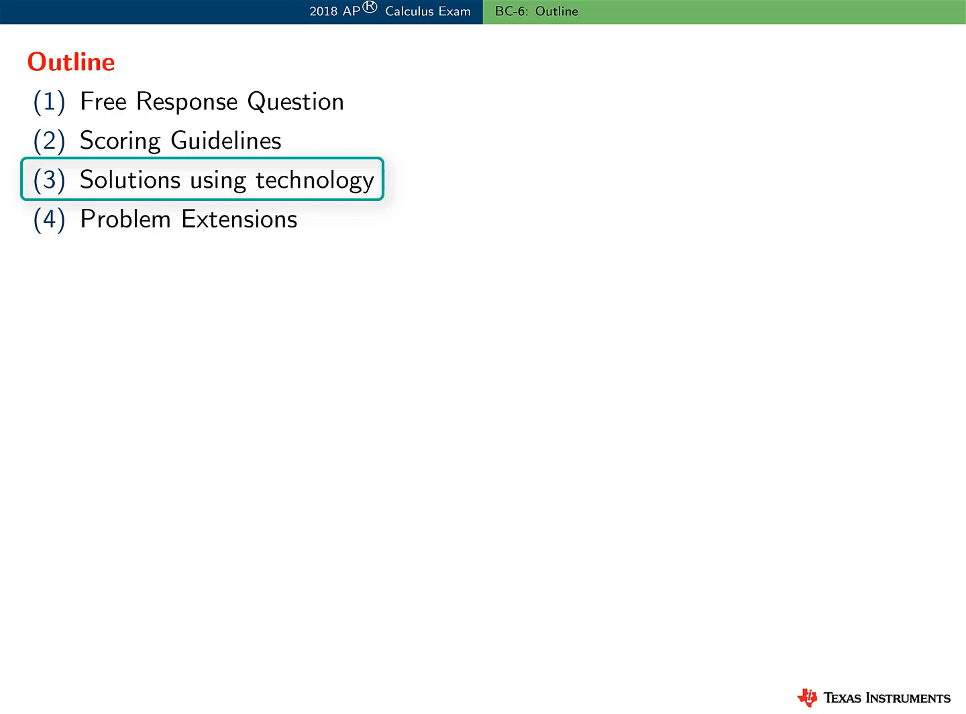where appropriate. And because the free response questions are usually very comprehensive, I'll suggest some problem extensions, additional AP Calculus type questions associated with the information given in the problem. And some of these questions may be calculator active.